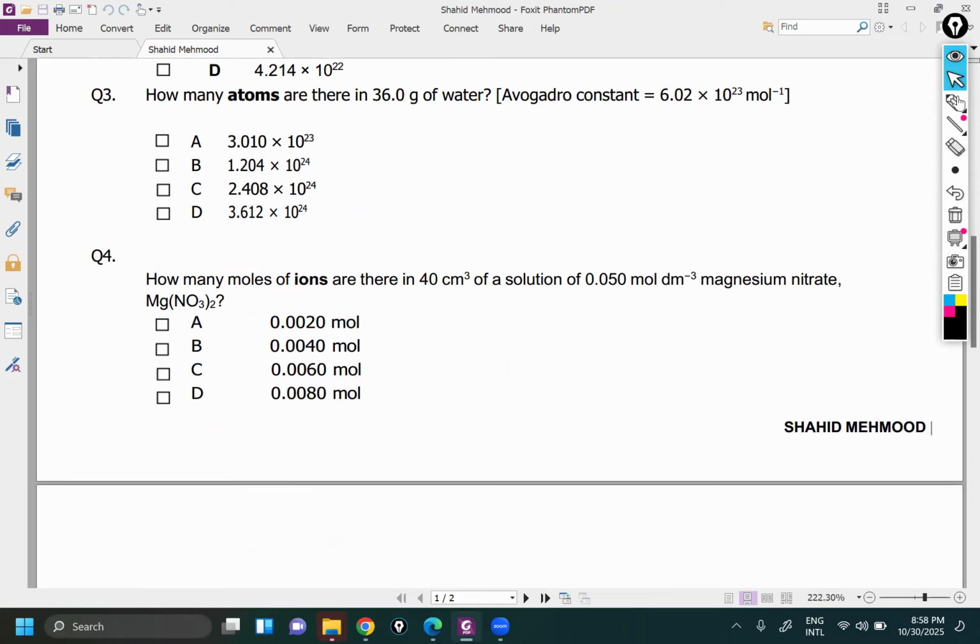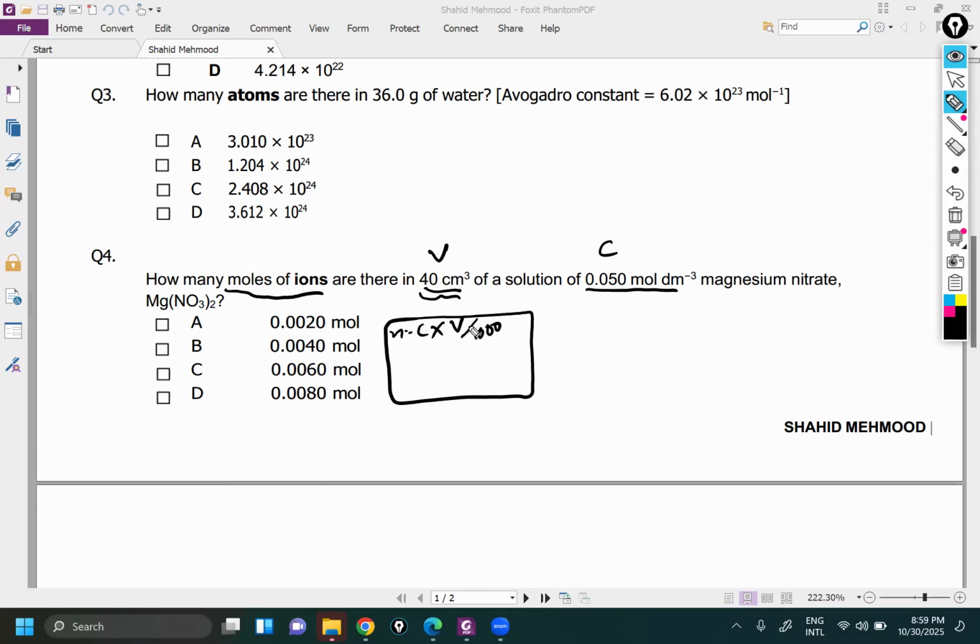Now, in question number 4, we change the question: how many moles of ions are there in 40 cm cube? This is the volume of solution and 0.050 mole per dm cube is magnesium nitrate concentration. Again, in the first box, they did not give us moles, but they give us concentration times volume. So we will use the formula n is equal to C times V by 1000. Why? The volume we will use in dm cube, so we divide the volume by 1000. So here the concentration is 0.050 times 40 divided by 1000. So this will be the moles box.